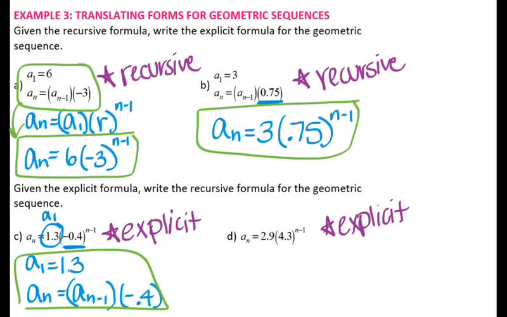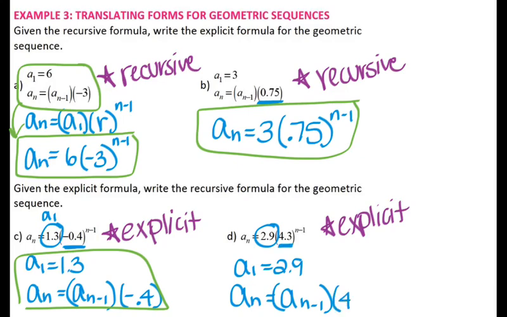Same thing for letter D. Here is your first term, so A1 equals 2.9. The formula for the sequence is you are taking your previous term, which is an minus 1, and multiplying it by your common ratio, which for this is 4.3.